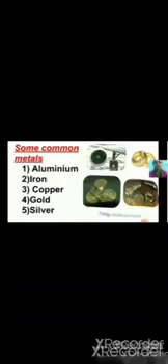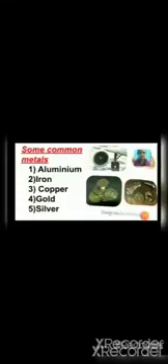Now the first is aluminium. It is like silver in color. If you have seen, the body of a plane is made from aluminium. We can also make vessels from aluminium.